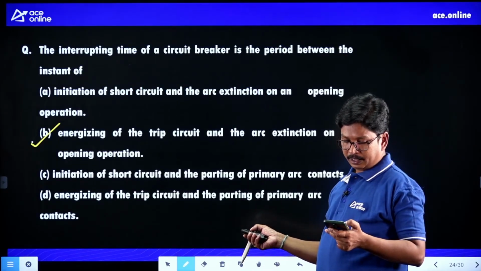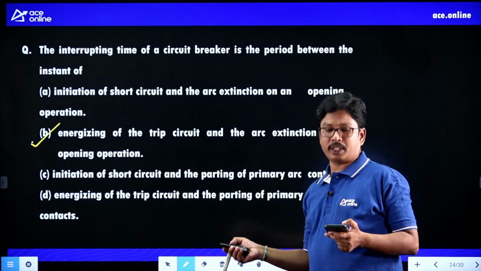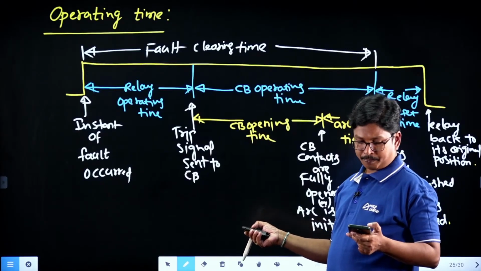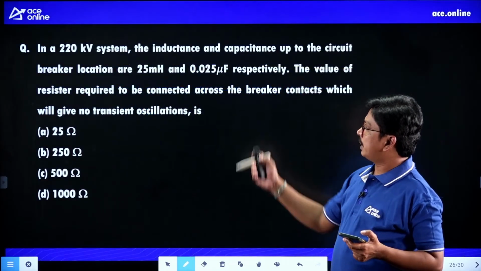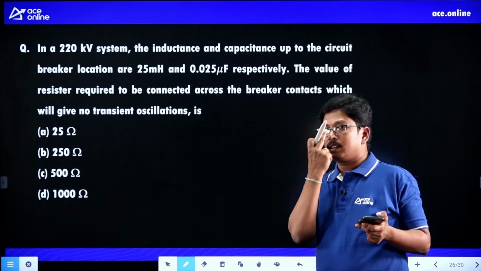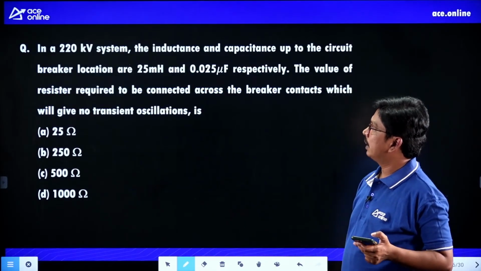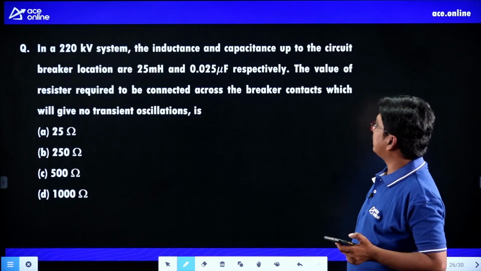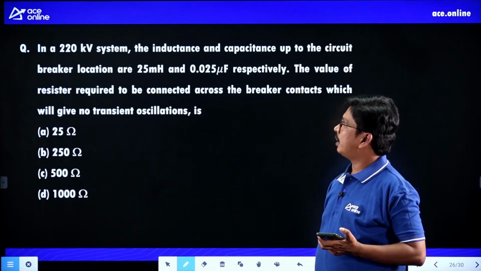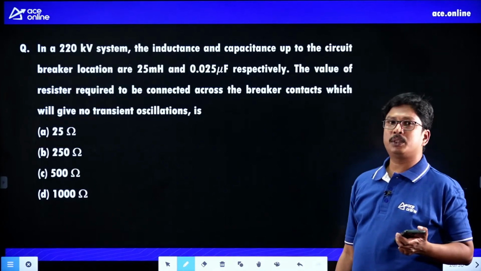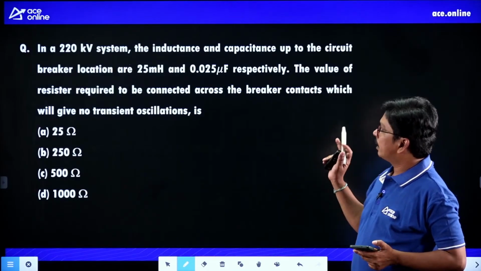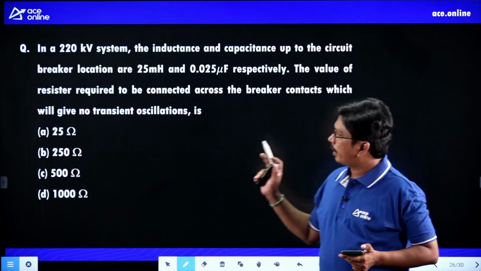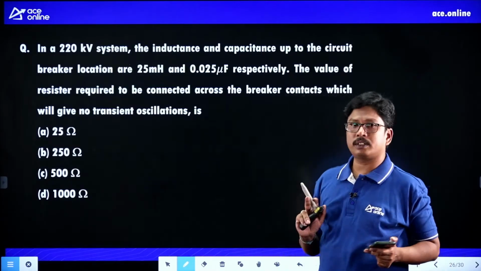Right, students, I am going for the next question. I think it is clear for you, the operating time, right? Just see here, it is one of the previous questions. Just go through this question and try to solve this one. In a 220 kV system, the inductance and capacitance up to the circuit breaker location are 25 millihenry and 0.025 microfarads respectively. The value of resistor required to be connected across the breaker contacts, which will give you no transient oscillations.